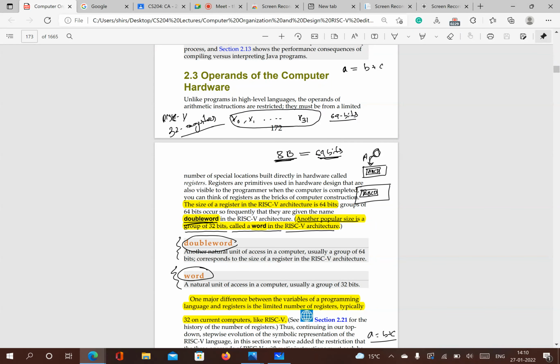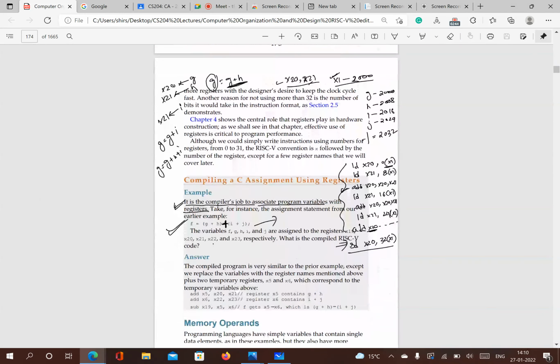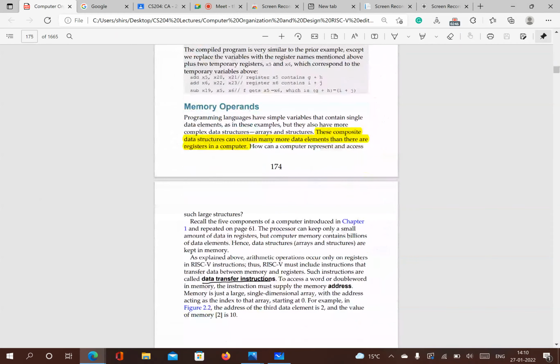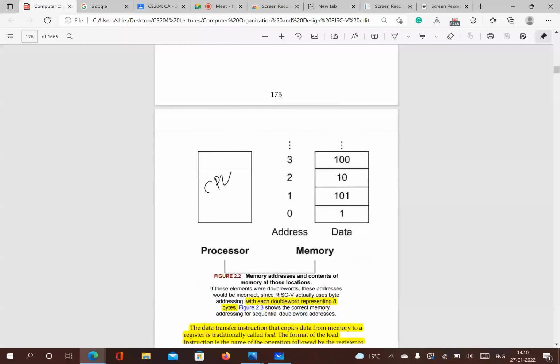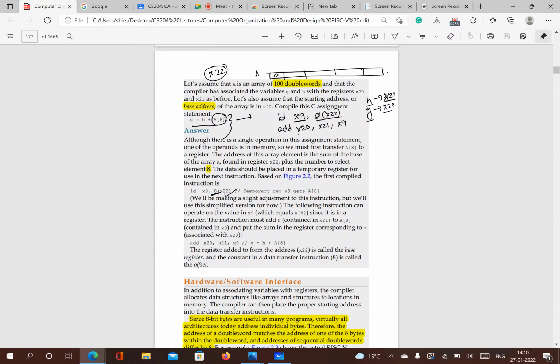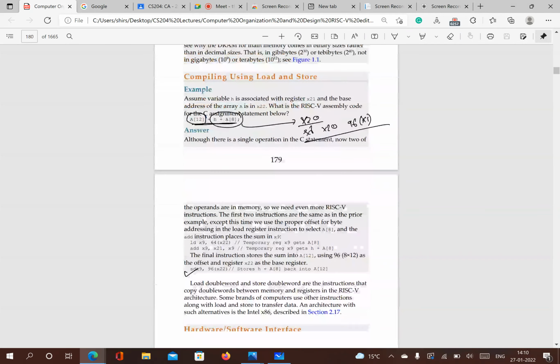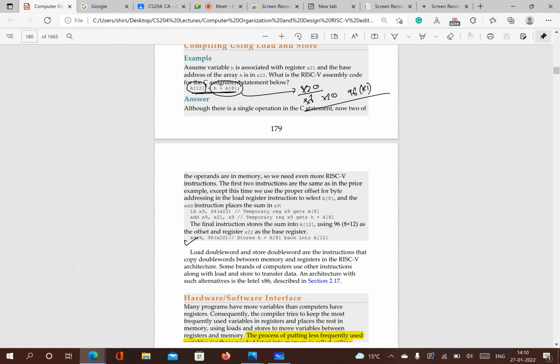I also mentioned what an operand is. If we write an instruction like add x1, x2, x3, then x1, x2, x3 are called operands, and add is called the opcode. So I think all this concept I have explained, so no need to discuss again. Then I explained this code where load and store were required, especially for interacting with memory.